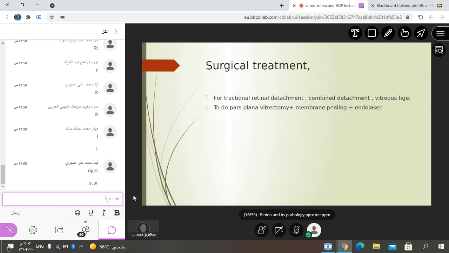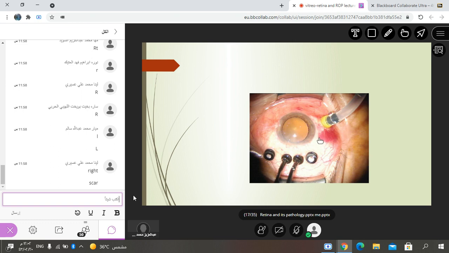At this stage, it's a surgical stage. So we go for a procedure called pars plana vitrectomy plus membrane peeling plus endolaser plus tamponade, either air tamponade, gas tamponade, or silicone oil tamponade, either light or heavy, and then it needs removal afterward. This is a real picture of a patient for whom we are doing a pars plana vitrectomy.